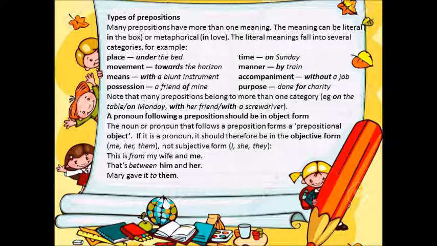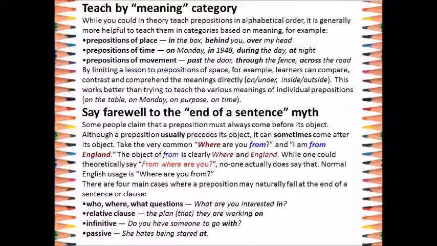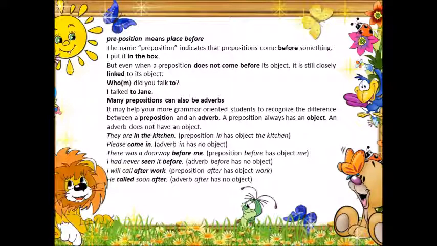This is from my wife and me. That's between him and her. Mary gave it to the... Who, where, when. What question? What are you interested in? Relative clause, the plan that they are working on. Infinitive, do you have someone to go with? Passive, she hates being stared at. Same thing here we are explaining.